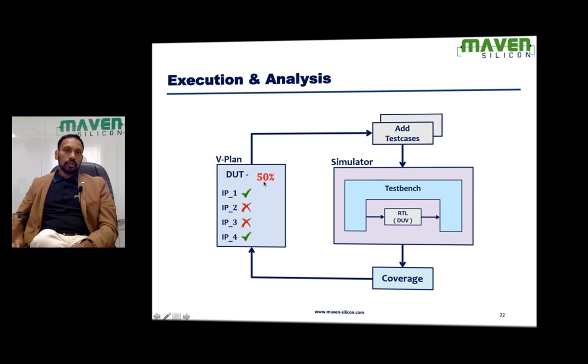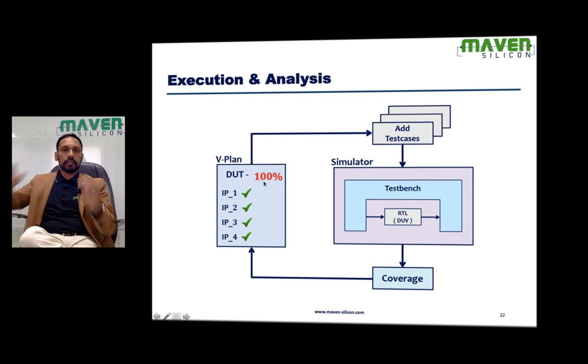Now, to cover the remaining IPs, we add more test cases. This time in the simulation, we are able to cover IP3, so the coverage improves up to 75%. Now, to cover IP2, we add some more test cases, and then finally we would be able to cover IP2, and eventually the coverage becomes 100%. And looking at this coverage closure, we are going to sign off the verification. That's how the simulation is going to happen.